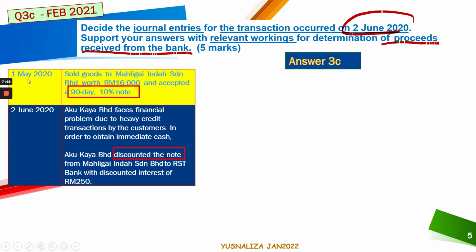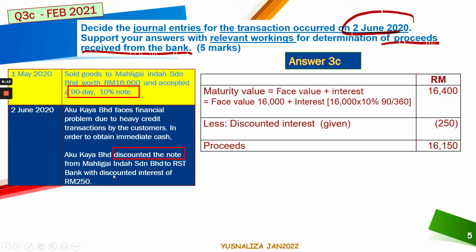So earlier on 1st of May, they received the notes from Mahligai Indah, and that gives a 90 days period for Mahligai Indah to make payment. However, just within less than a month, roughly more than a month, the notes were being discounted, not even waiting for the 90 days. So what is the journal entry for that? This is regarding discounting of notes receivable, and there was a discounted interest.